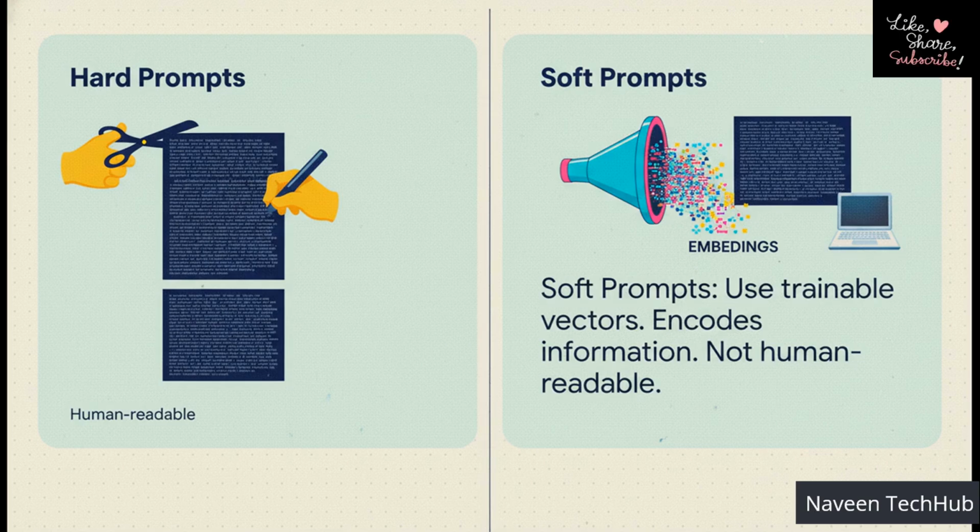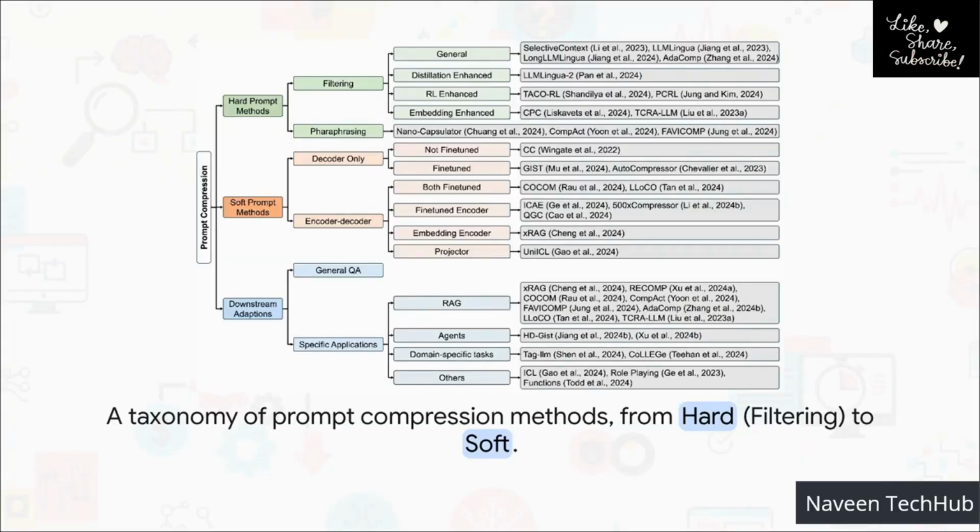They aren't readable by us, but they're an incredibly efficient way to give instructions to the model. This chart here, from a great research paper, really lays out the whole landscape for us. See how it branches off? On the hard prompt side, you've got things like filtering and paraphrasing. On the soft prompt side, the solutions get more architectural, right? You're dealing with different model types.